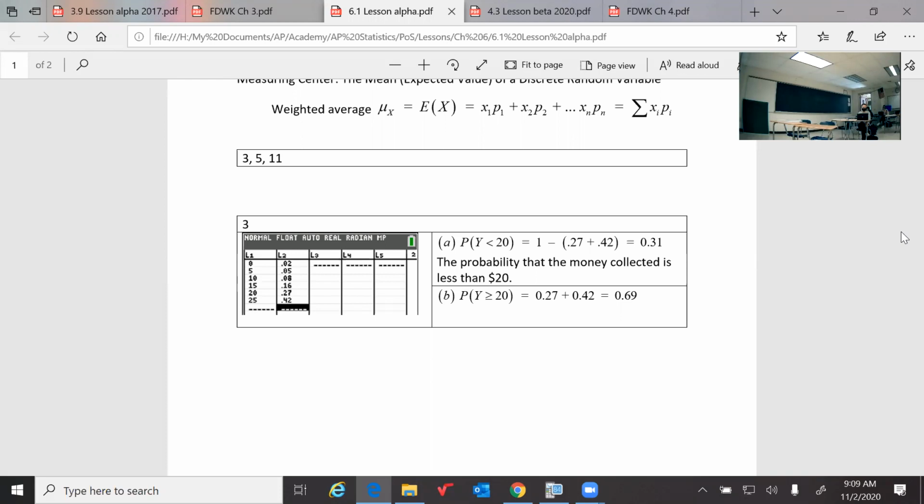What leads you to B? What's the probability of at least greater than or equal to 20? The sum of those two. So it's a complete set. The whole thing has to add up to 1. So if we do B first, we get 69%, and A would have to be 1, take away that, or 31%.